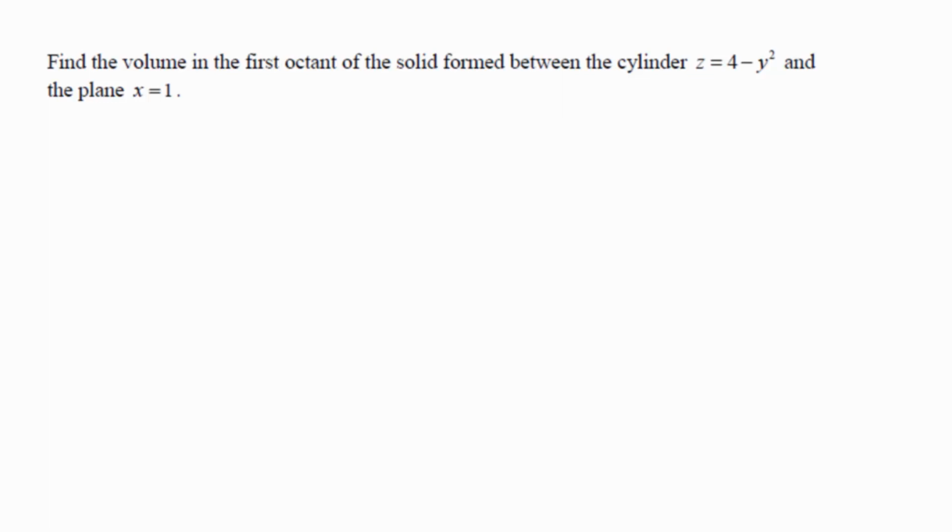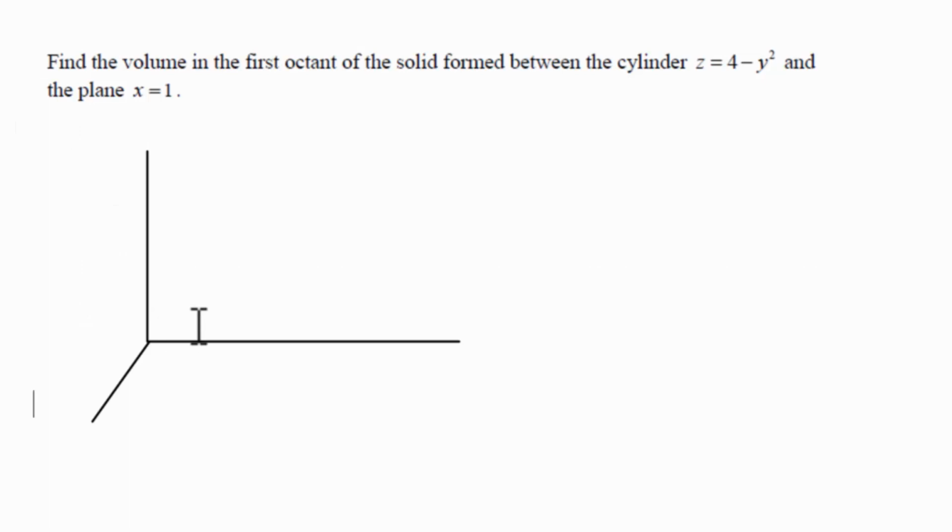Okay, so in this one, we want to find the volume in the first octant of the solid formed between the cylinder z equals 4 minus y squared and the plane x equals 1. I think we should draw a little bit of the space figure here. We may not have to draw everything, but to get an idea of what the solid region is, I think I need a little picture here. And then we always need to draw R, or almost always.